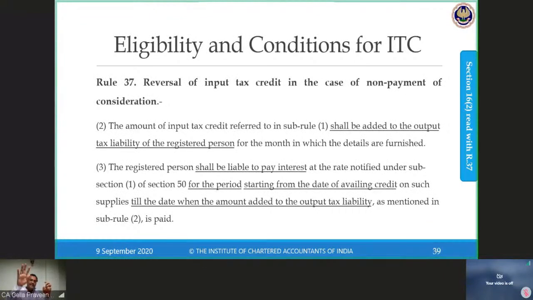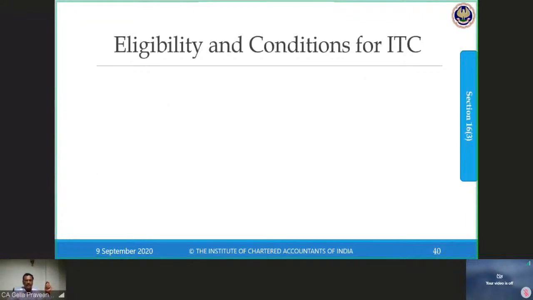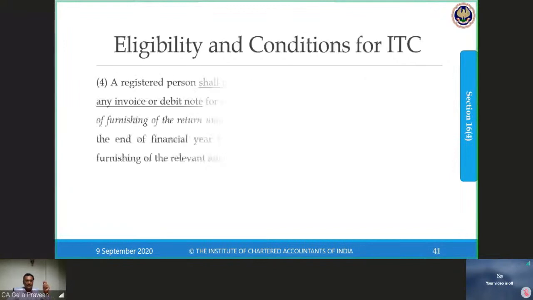This also, I'll take one example tomorrow. What we need to do is, when I have calculated interest, from the date of availment till the date of reversal, as if I have considered it as output tax, I need to pay interest under Section 50. That is what this provision says.